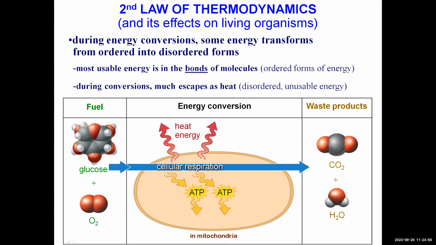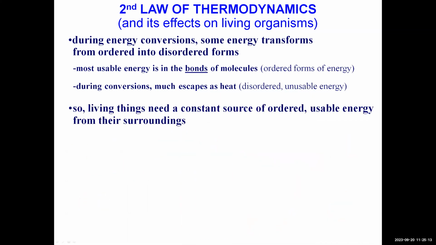All of the processes that your cells are performing produce waste energy, the side effect of which is your body temp. This is also why all living things need to consume constant sources of ordered, usable energy. They need to get this energy directly from their surroundings. Where do you get your usable energy from every day? Sugars or other types of food.